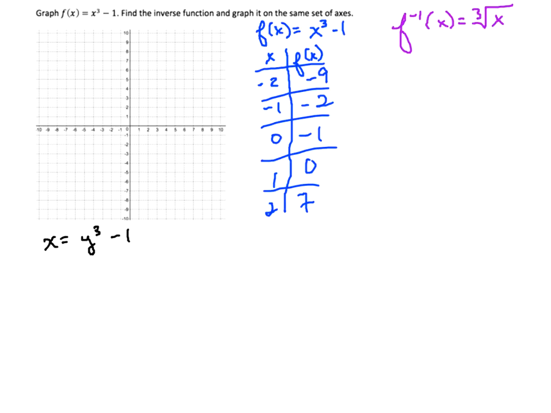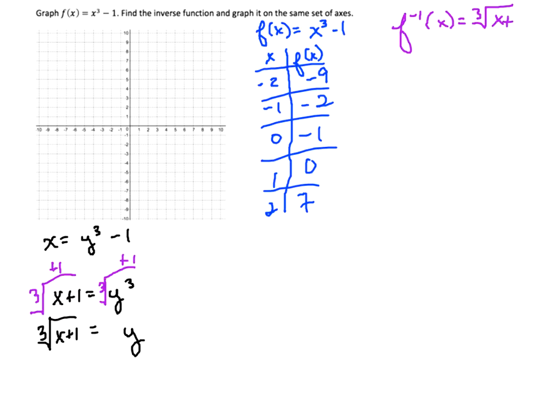All right, so x equals y cubed minus 1. So I need to add 1 to both sides first. Plus 1, plus 1. So this is x plus 1 equals y cubed. Sorry, cube root of y cubed. I want to take the cube root of both sides. And when I take the cube root of anything cubed, it leaves just that thing. So y equals the cube root of x plus 1. So I need to add a plus 1 to my inverse function up here.